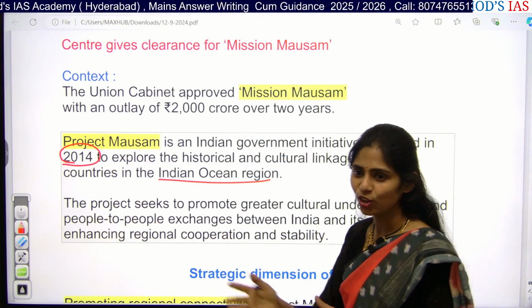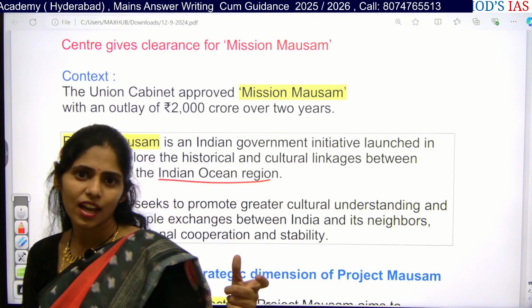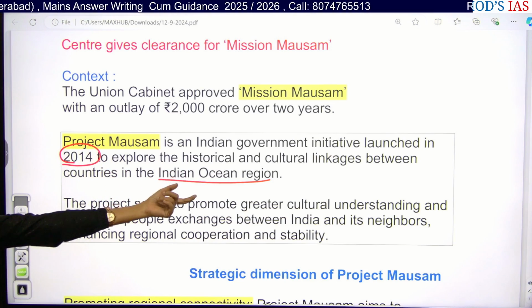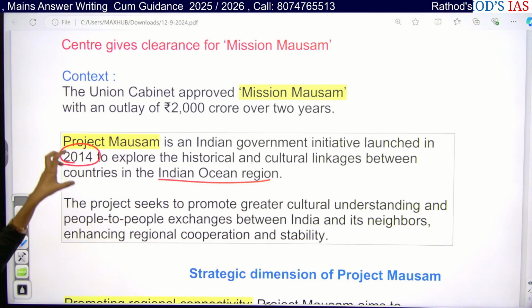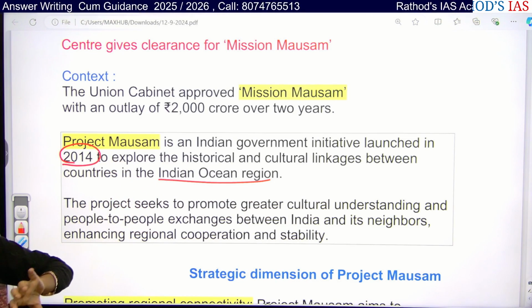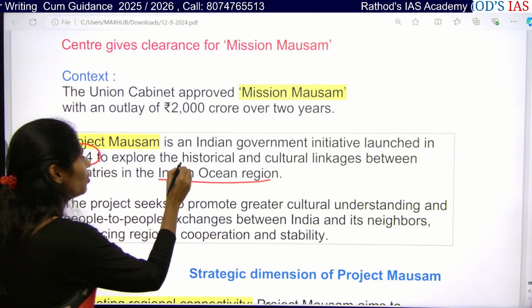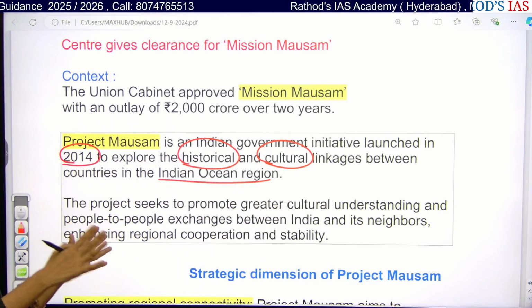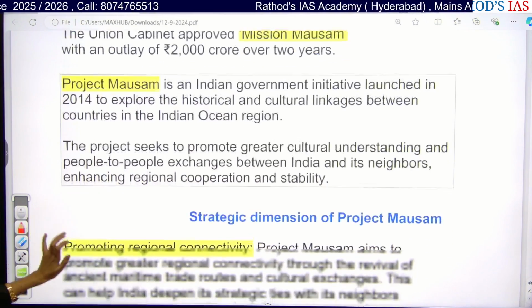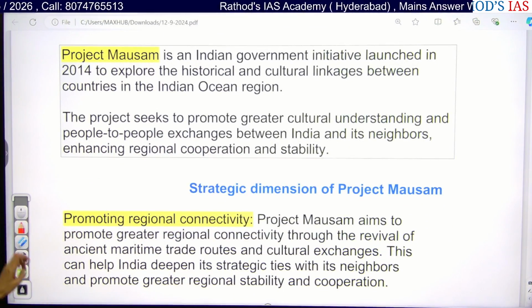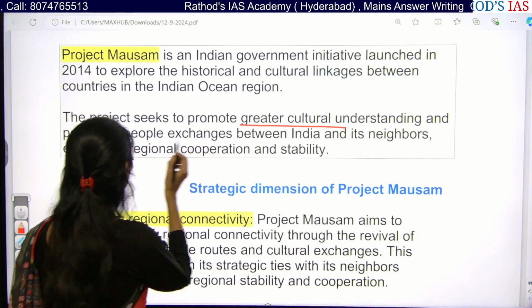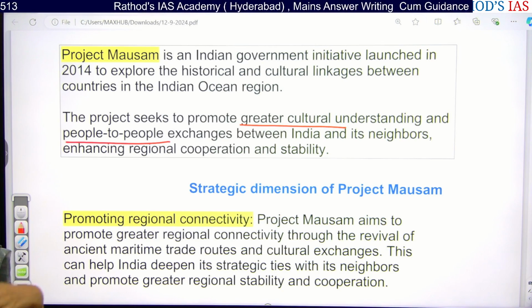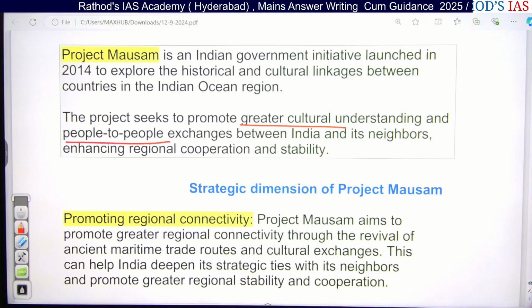So now I think you got the connection between this name and why this name is given by the government, right? Mausam is monsoon, it is seen in this Indian Ocean region. And why this project? We are going to connect the countries in this region. How? We are going to explore historical and cultural linkages between the countries which are part of the Indian Ocean region. Through this project, we are focusing on promoting cultural understanding, and on people to people exchange between India and its neighbors, so that we can enhance cooperation and stability.